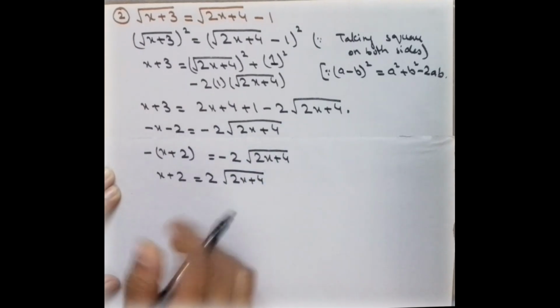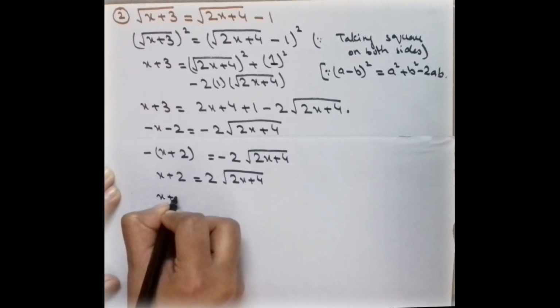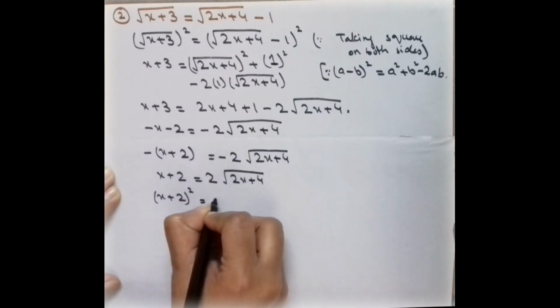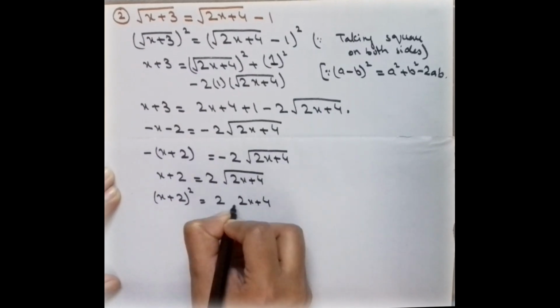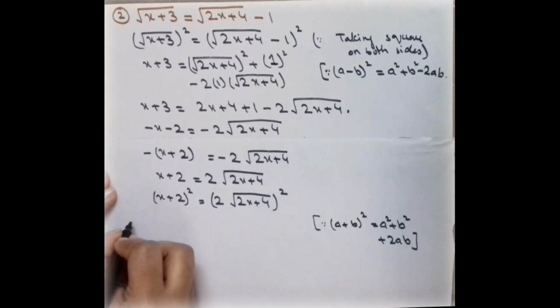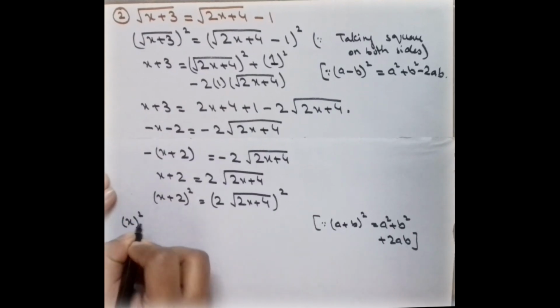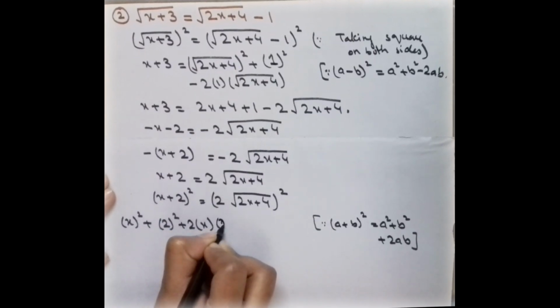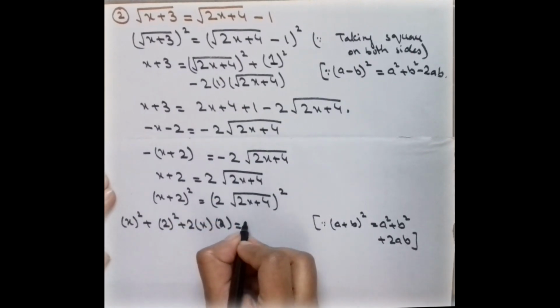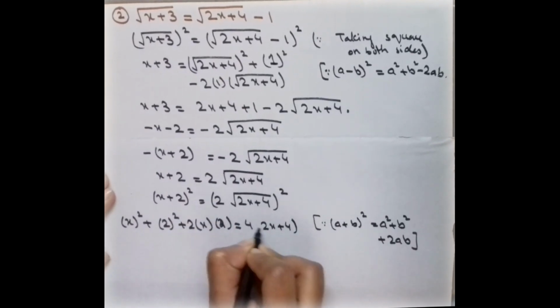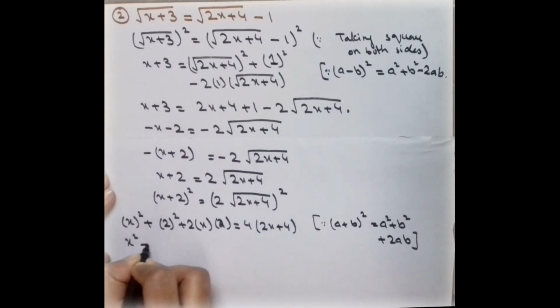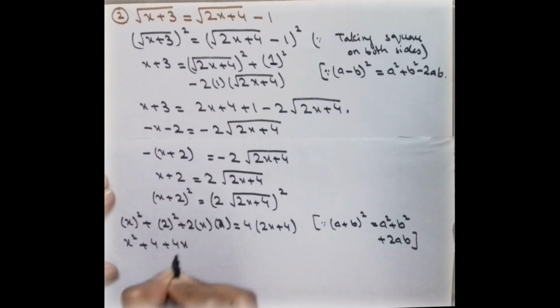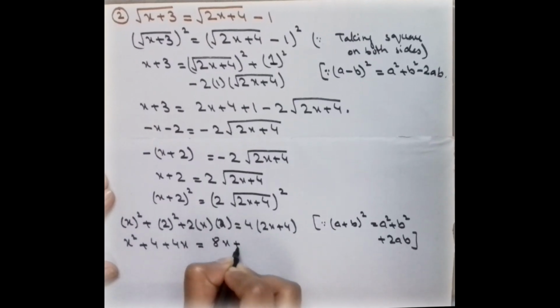As our main aim is to remove this radical sign, for this we take squares on both sides again. (x plus 2) square is equal to root of 2x plus 4, squared. Now opening the square by the formula, a plus b whole square, I have x square plus b square plus 2 times x into 2, and after this we have 2x plus 4. Now opening this we have x square plus 4 plus 4x is equal to 8x plus 16.